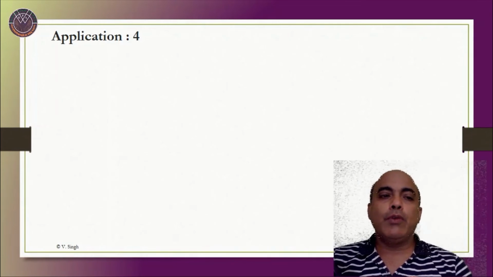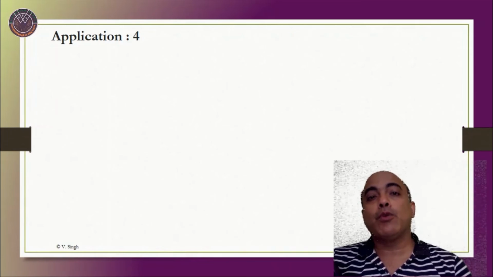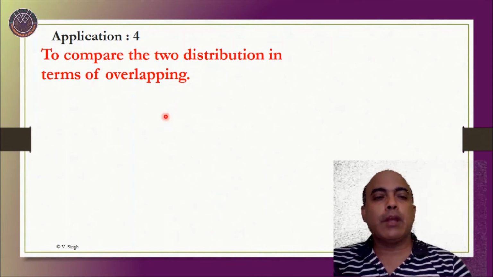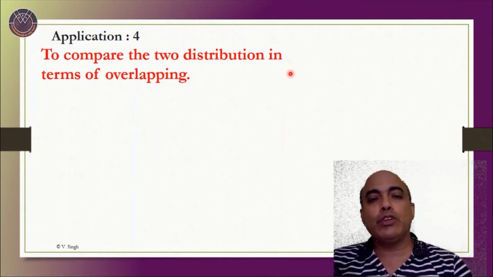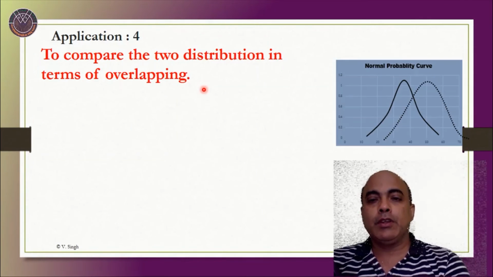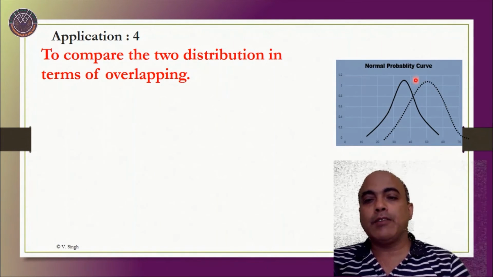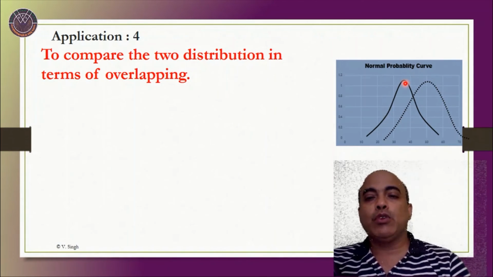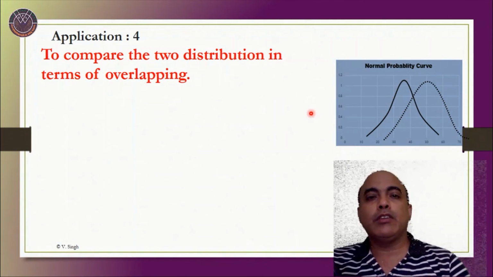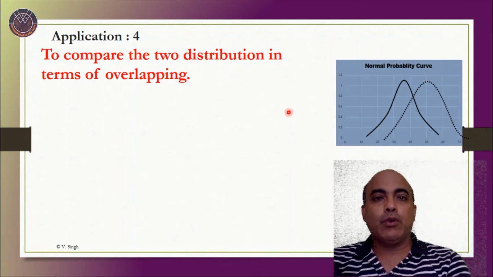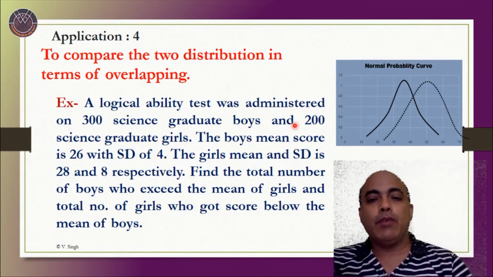Now we will see the fourth application of normal probability curve. The fourth application is to compare two distributions in terms of overlapping. We can see in this graph an overlapping situation. In that particular situation, what is the use of the normal probability curve? Once we take one example, we will be able to understand.